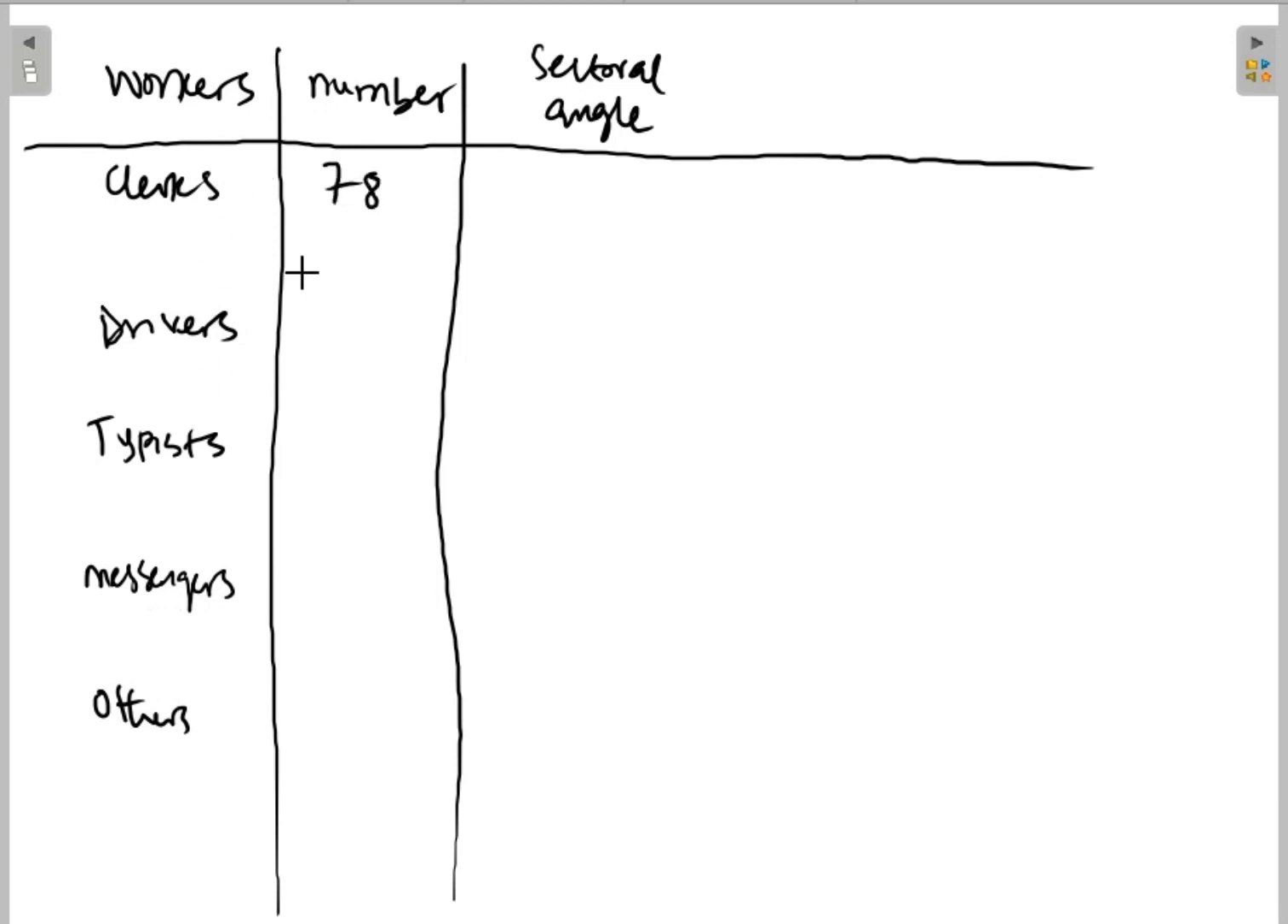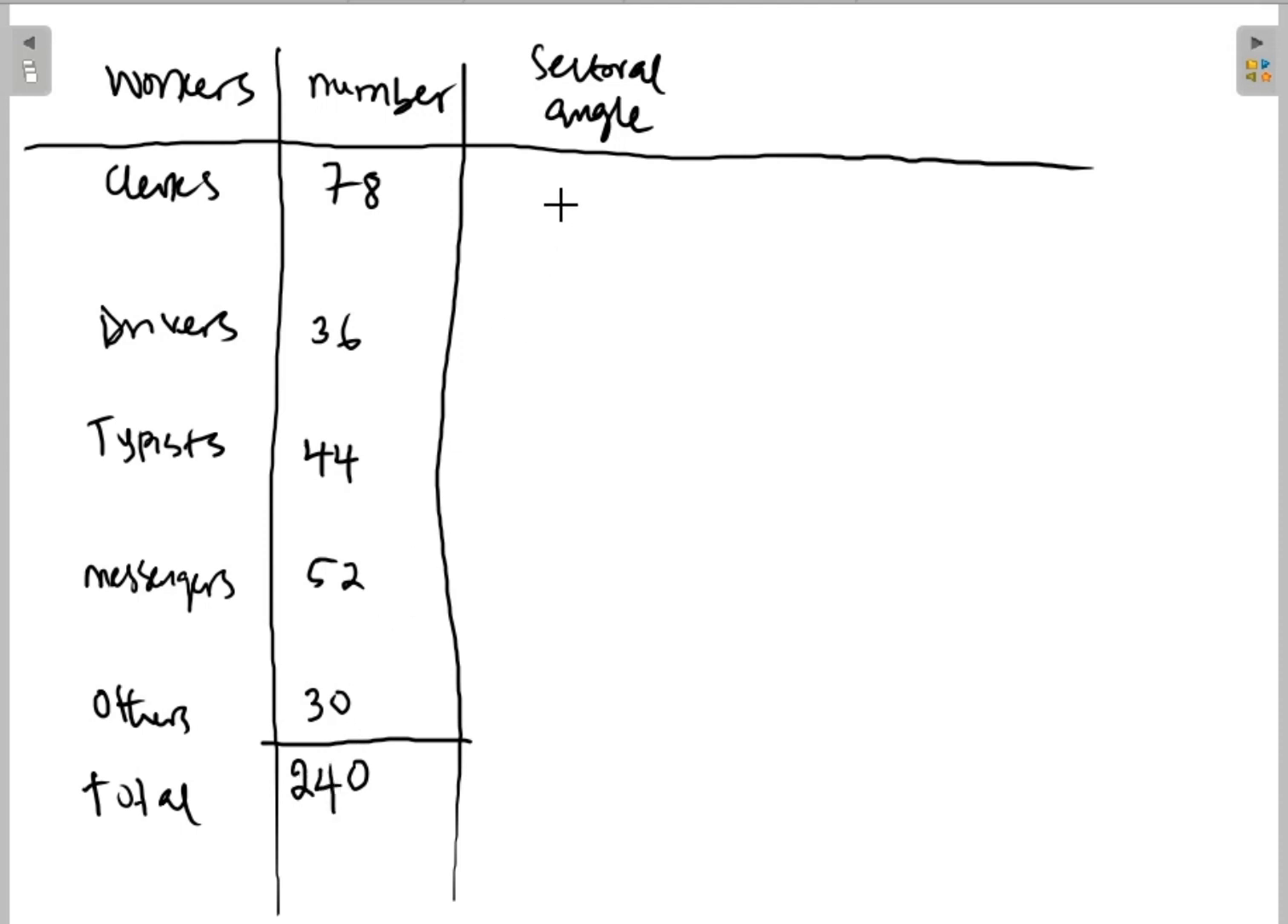This is 78, this is 36, this is 44, this is 52, this is 30. Now we need to sum all this up. So let's put here total. When you sum all this up, we have 240 staff here.